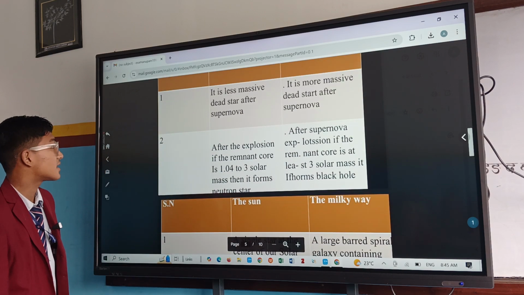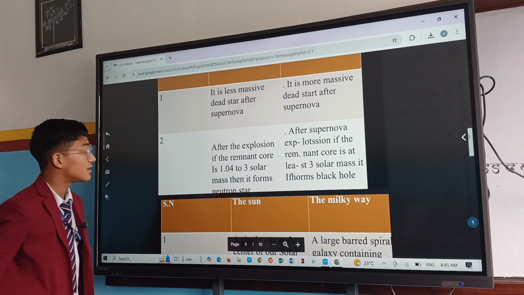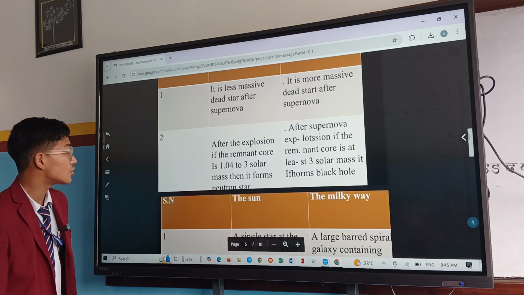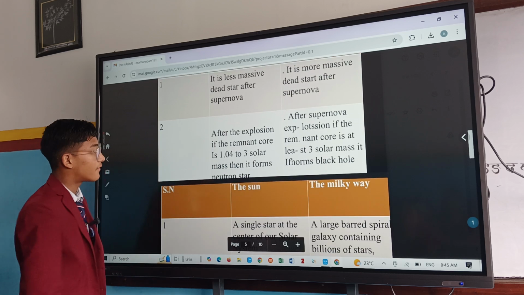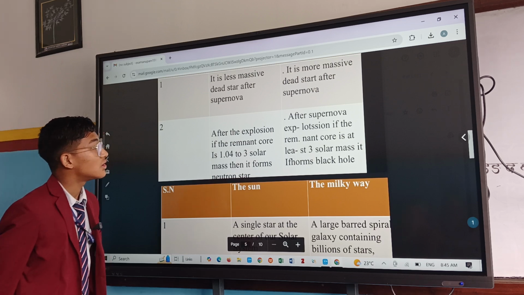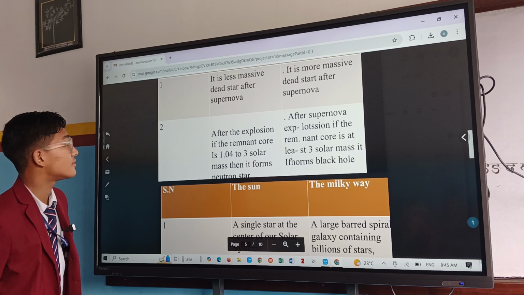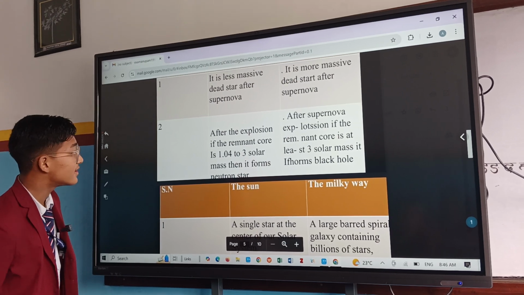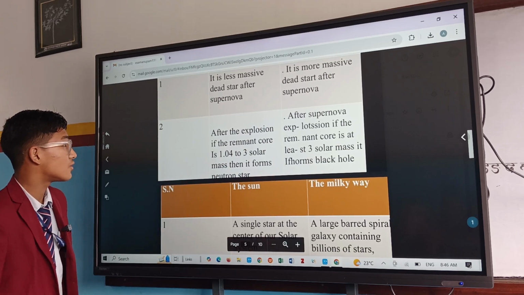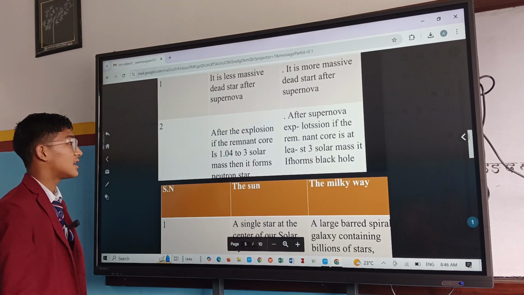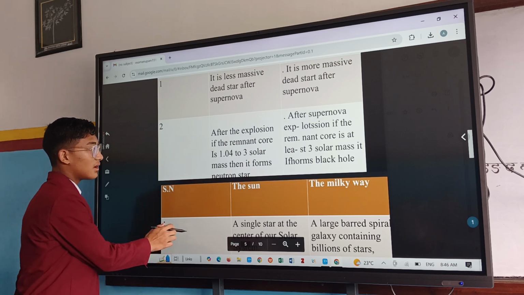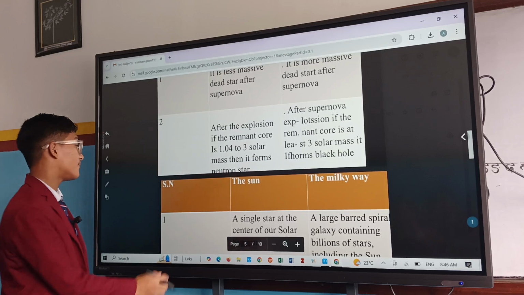Recite again. After the explosion, if the remaining core is about 1.4 solar mass, then it forms a neutron star. After a supernova explosion, if the remnant core is at least 3 solar mass, then it forms a black hole.